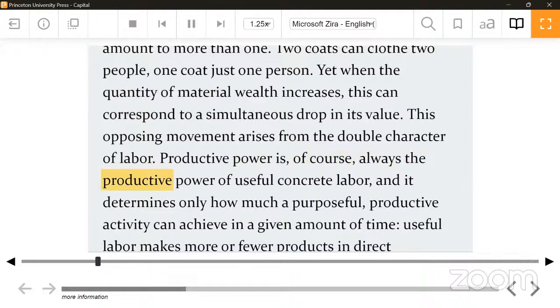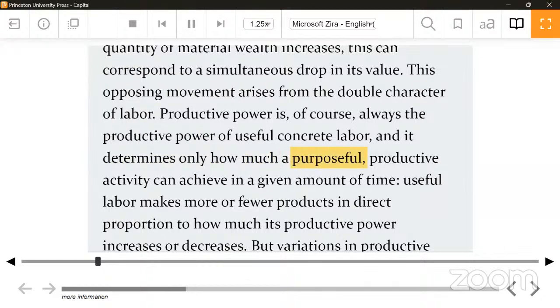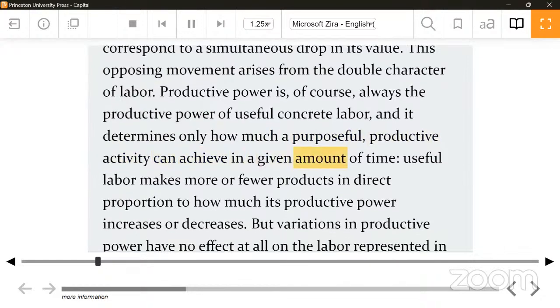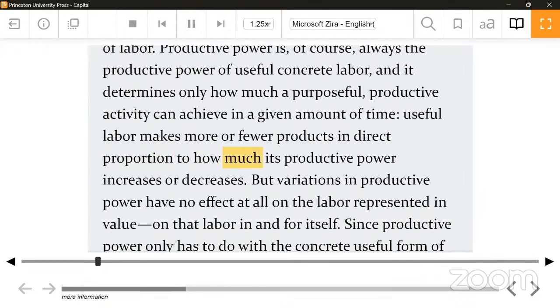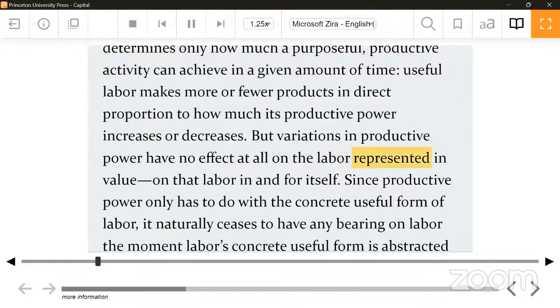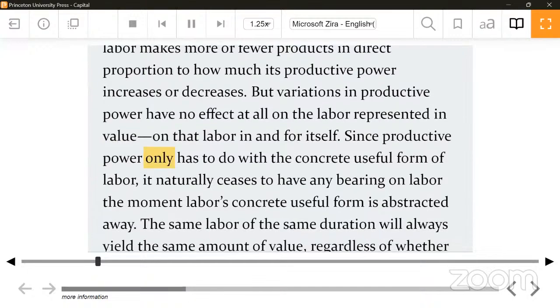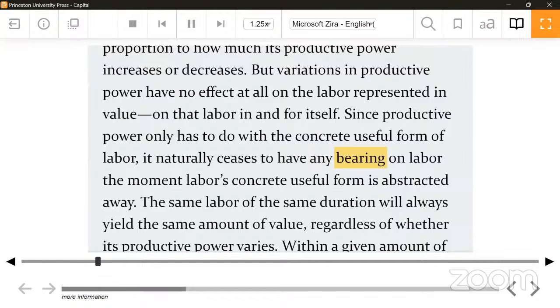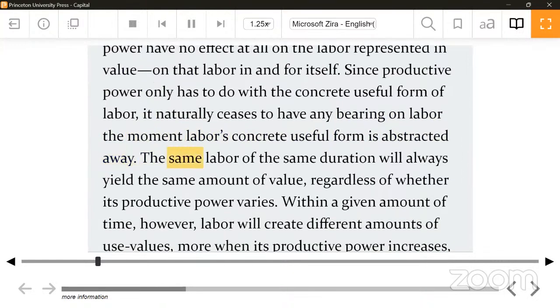Productive power is, of course, always the productive power of useful concrete labor, and it determines only how much a purposeful, productive activity can achieve in a given amount of time. Useful labor makes more or fewer products in direct proportion to how much its productive power increases or decreases. But variations in productive power have no effect at all on the labor represented in value in and for itself. Since productive power only has to do with the concrete useful form of labor, it naturally ceases to have any bearing on labor the moment labor's concrete useful form is abstracted away.